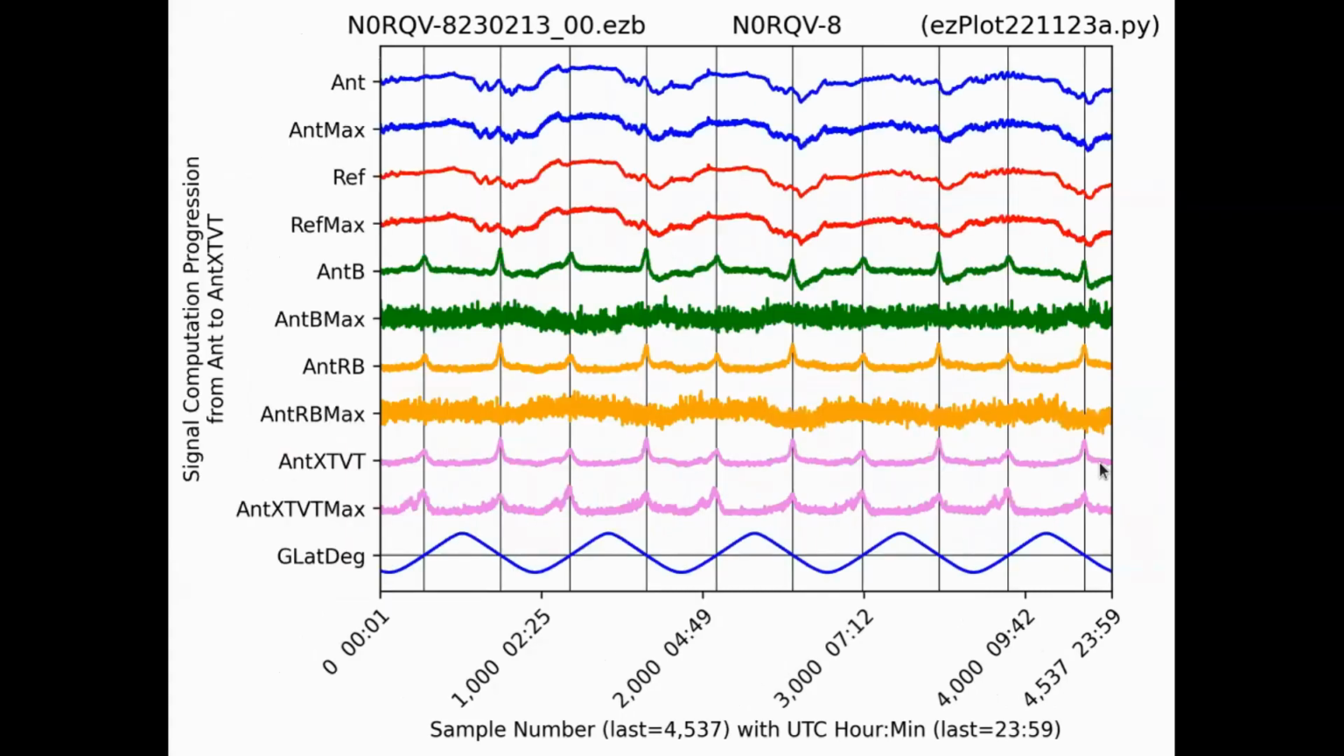If you take all of those things going on, the blue is the ant. There are 2 of them, average and max. Reference gets 2, average and max. Ant B has an average and a max. Wow, the max has all kinds of noise on it. Ant RB goes along. It has 2. It has 2 for this violet one. And down in the bottom is our friend, the galactic latitude in degrees, above and below the galactic center.